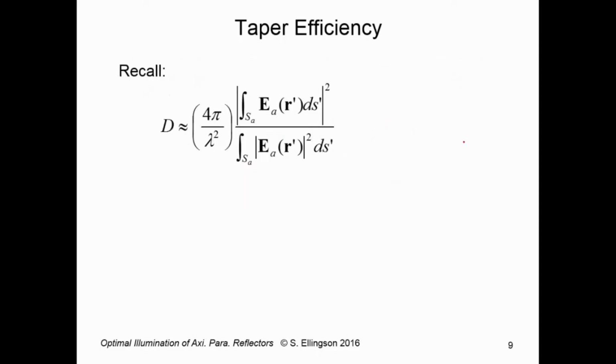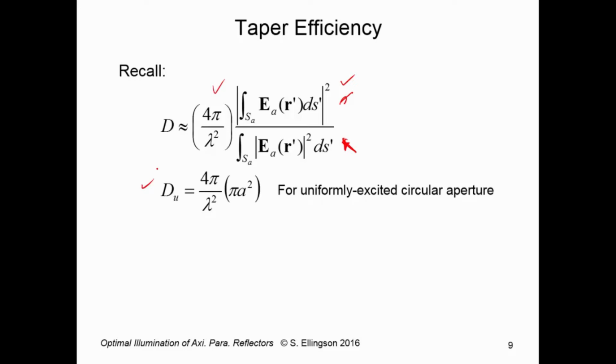Recall that the directivity of an aperture can be calculated from the fields in the aperture. This is the expression that we developed in a previous lecture. It's 4 pi over lambda squared times the ratio of these two quantities. One is an integration, followed by taking the magnitude squared. The other is taking the magnitude squared first and then integrating over that quantity.